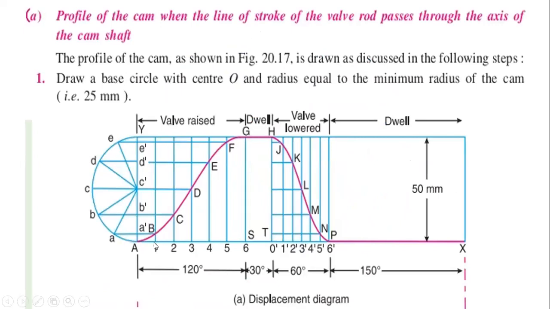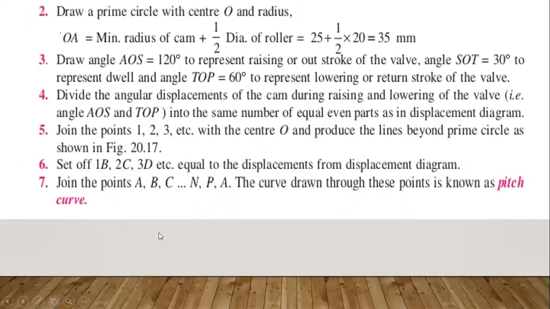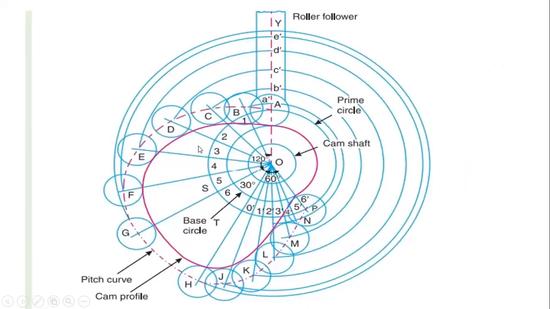Take the length from the first point to B, that is 1 to B. With the use of a compass, from the first point, cut this arc on the divided line. So that is the intersection arc.